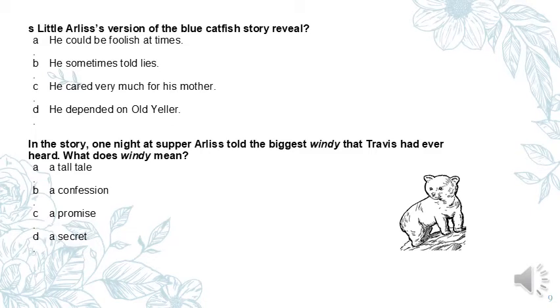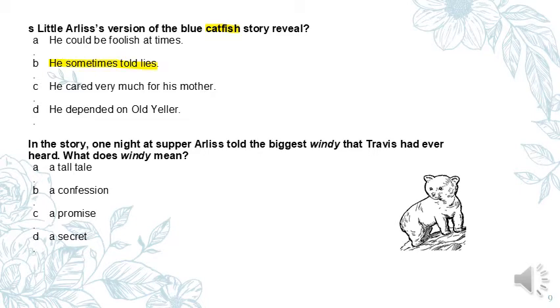Little Arliss's version of the blue catfish story. Remember the catfish? What did he say? Reveal means tell about him. Okay, he could be foolish. He sometimes told lies. He cared very much for his mother, or he depended on Old Yeller. Yes, this is what Travis was saying, that he was telling lies.